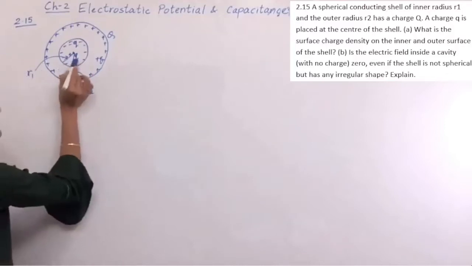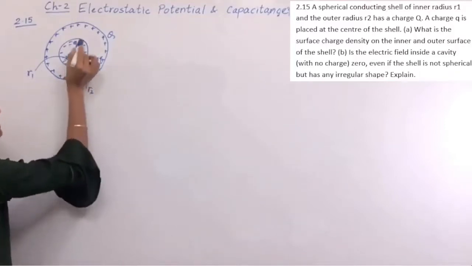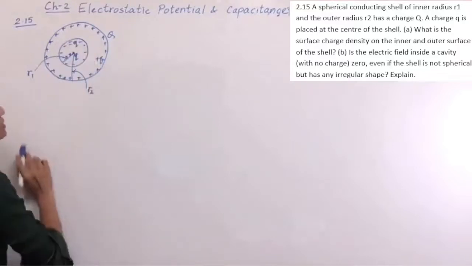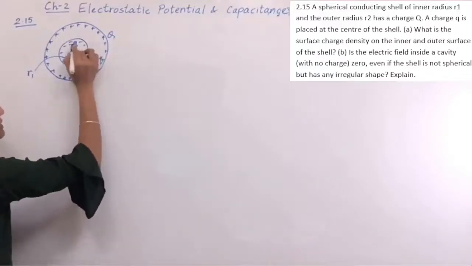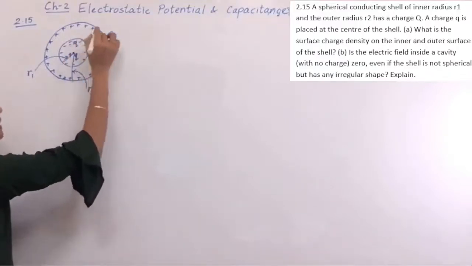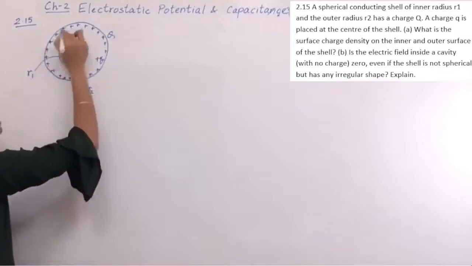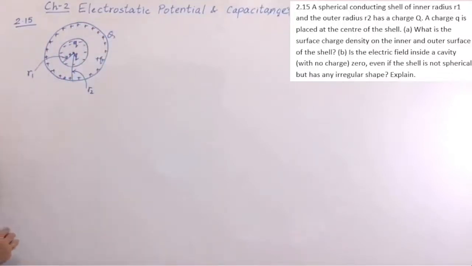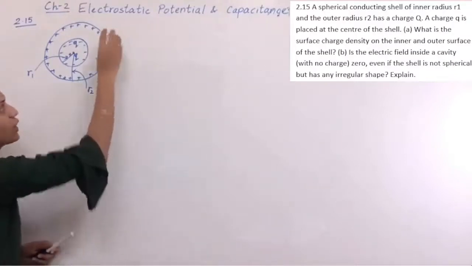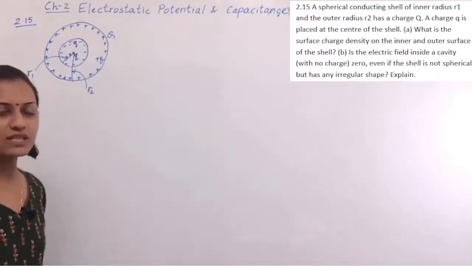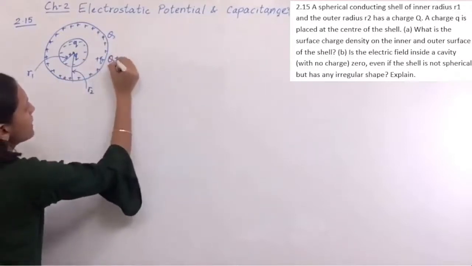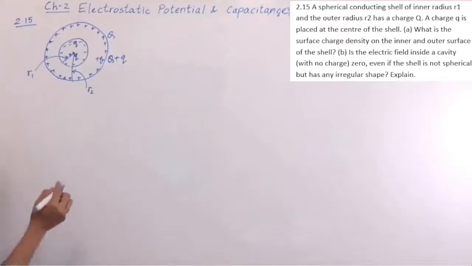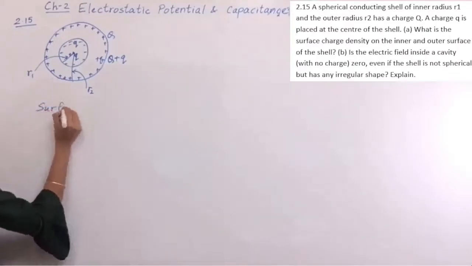Due to the placement of this positive q charge, minus q charge will get induced on the inner surface. And due to this negative q charge induction, positive small q charge will get induced over here, right? So this is how induction of charge happens. But already positive Q charge has been placed on the surface, right? So the total charge on the outer surface becomes Q plus q. Okay, so now let us find out the surface charge density.